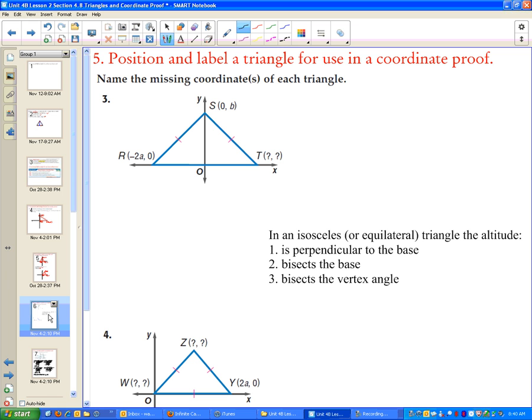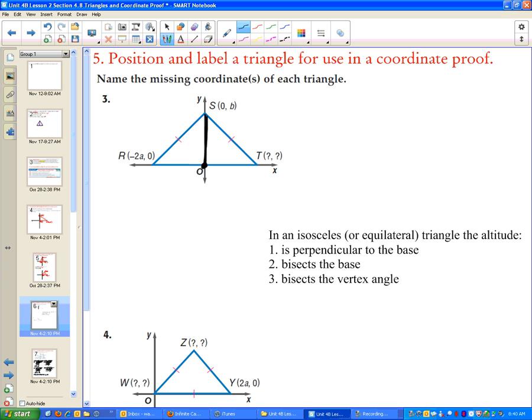I see that I know the coordinates of point R, they're negative 2A, 0. I know the coordinates of point S, they're 0, B. I don't know either coordinate of point T. What kind of a triangle is this? It's isosceles. That means that right there has to be the midpoint of the base, doesn't it? Because the altitude, which would be the y-axis again, has to bisect that.